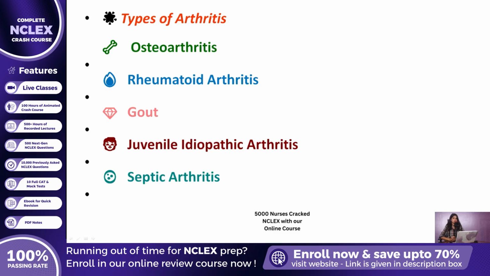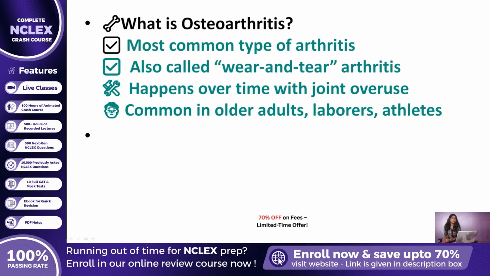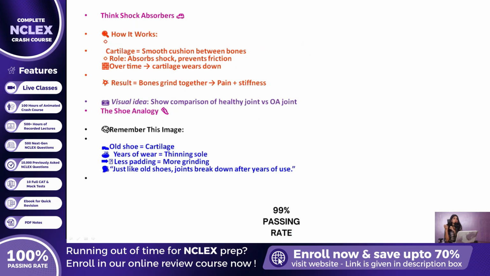Let us dive right into osteoarthritis, also known as OA. Now this one is super important because it is the most common form of arthritis, and it is exactly what we call the wear and tear type. So let me help you visualize it. Picture your joints like shock absorbers lined with smooth cartilage that helps cushion the bones. This cartilage acts like padding, allowing smooth movement without friction.